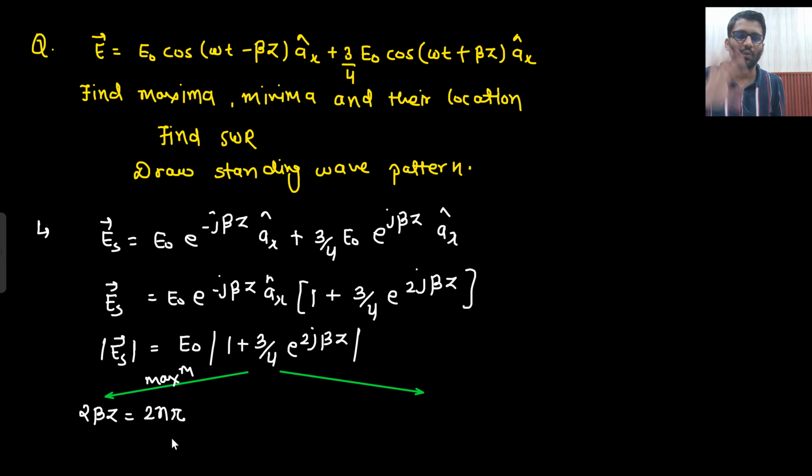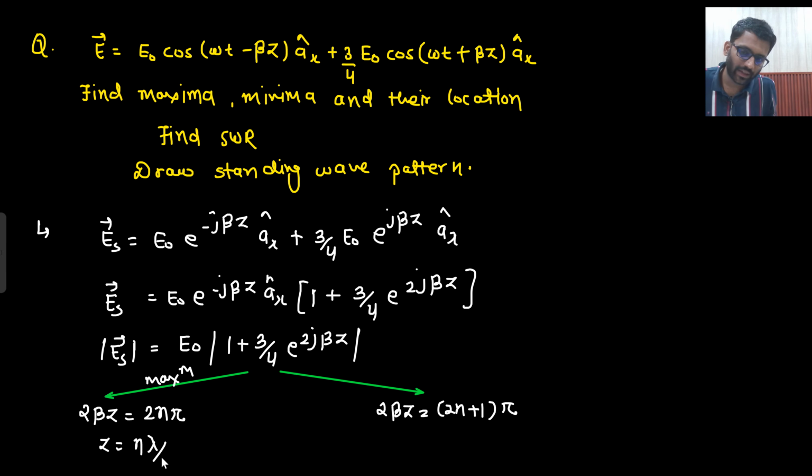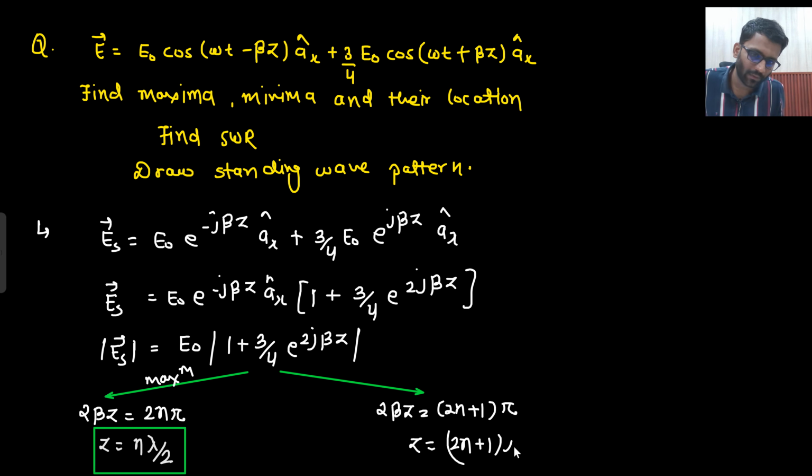So 2 beta z is equal to 2 n pi. This we have understood a lot of times, so now I am not going to repeat it. 2 beta z should be equals to 2 n pi. And here 2 beta z is equals to 2n plus 1 pi. Why 2n plus 1 pi? Because at pi, cos pi is minus 1. So I need it to be minus 1. So what I am going to get here? z equals to n lambda by 2. And here I am going to get, you can solve it, z equals to 2n plus 1 lambda by 4.